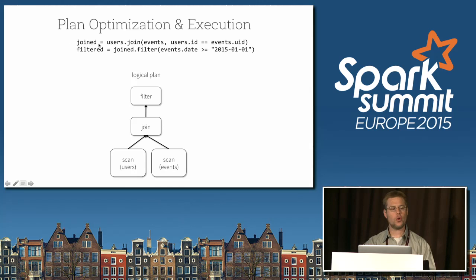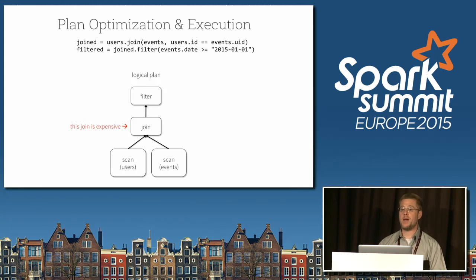So this gives us a joined data frame. And then we'd like to pick out the events from that collection that are after January 1st of this year. So we're going to say join.filter events.date greater than or equal to this date string. Okay, simple enough. So the brute force logical plan looks like this: events scan, users scan, do some join, do some filter, get some answer. But that join is expensive.